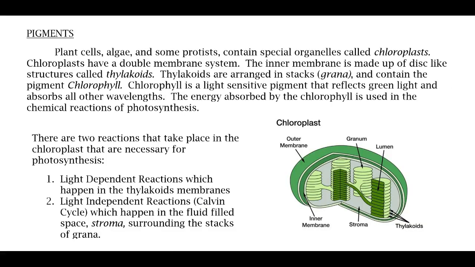So now that we know about light, we need to know about how light is trapped. And light is trapped in special compartments known as pigments. And these pigments are found in the chloroplast. Producers such as plants, algae, and some protists will actually contain these chloroplasts.